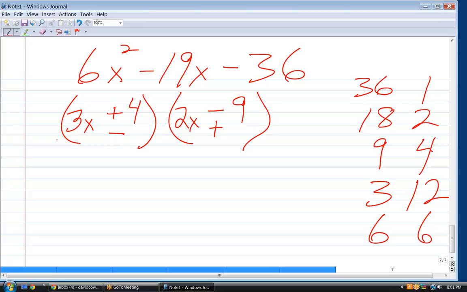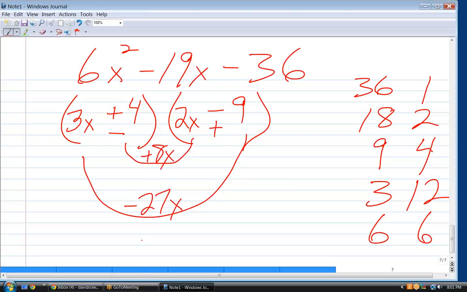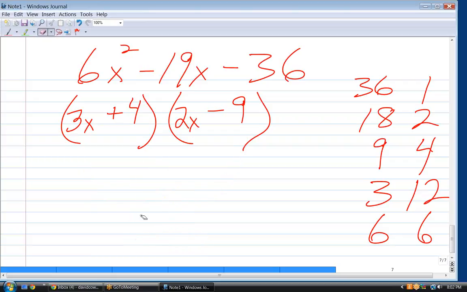Okay. That shows promise because the outside gets to minus 27x, and the inside is plus 8x. Which goes to 19x. So there's our answer. And all we do is erase the other sign that I wrote. I don't have to check any of the other terms. I know that these two multiply to 6x squared, and I know that 4 times 9 multiplies to 36.